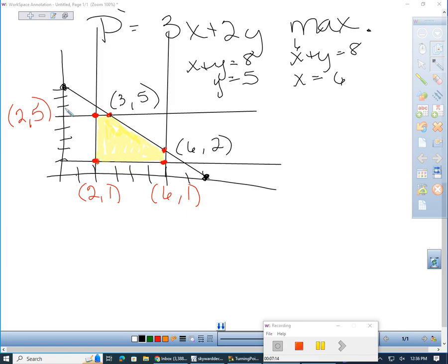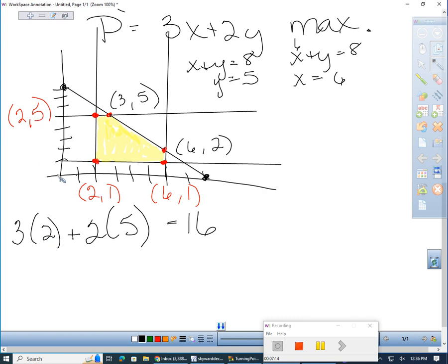Okay. All right, so we're going to plug it into our profit equation. I'm going to start with this one. So I have 3 times 2 plus 2 times 5. 3 times 2 is 6 plus 2 times 5 is 10, so this is 16. Right? I just did 2, 5.